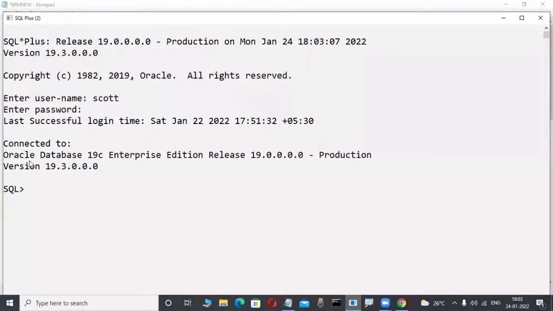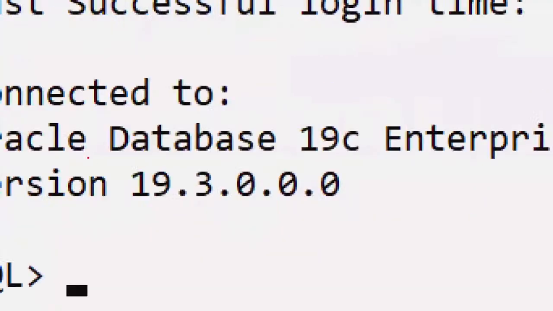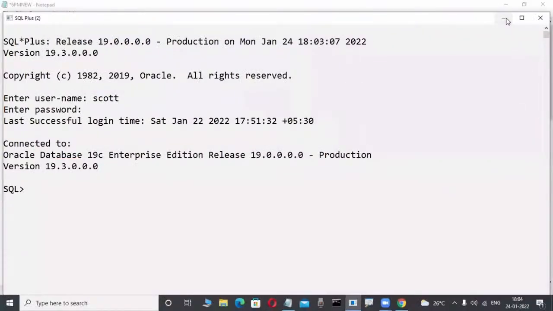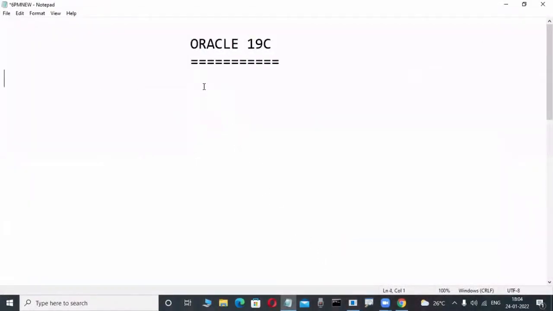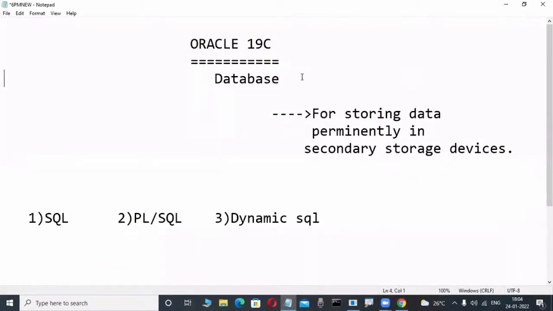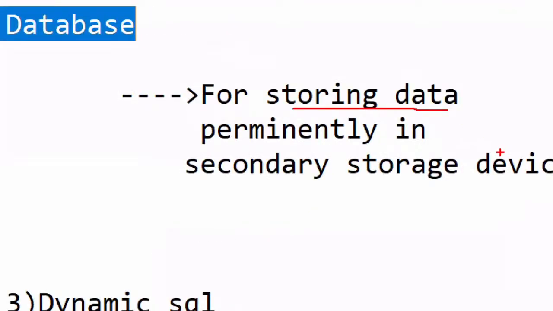Oracle is a product from Oracle Corporation. What type of product is that? Database product. What is the purpose of database products? Either Oracle, SQL Server, or DB2, so many products are there. What is the purpose of these database products? For storing data permanently in hard disk, in secondary storage devices. But not only permanently storing the data, but also efficient retrieval of the data.